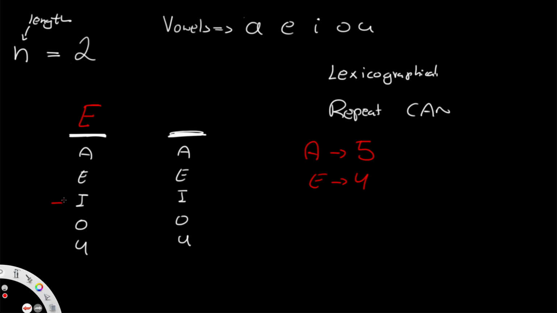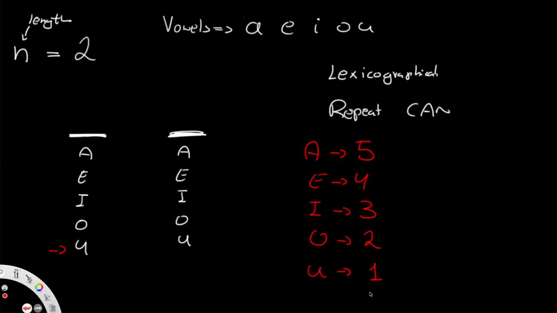Now we're at I, and I is going to be our first letter. We cannot have IA because that's not lexicographically correct, so let's cross it out, and let's also cross out E. The only values we have are II, IO, IU. So with I in the beginning, we have 3 possibilities. Now let's go down to O. For O, our possibilities are OO, OU. Pretty simple, 2 possibilities. And finally, we're down at U. Sorry, my U looks like a 4. What is the possibility here? We only have 1 possibility, which is UU. So with U, we have 1 possibility.